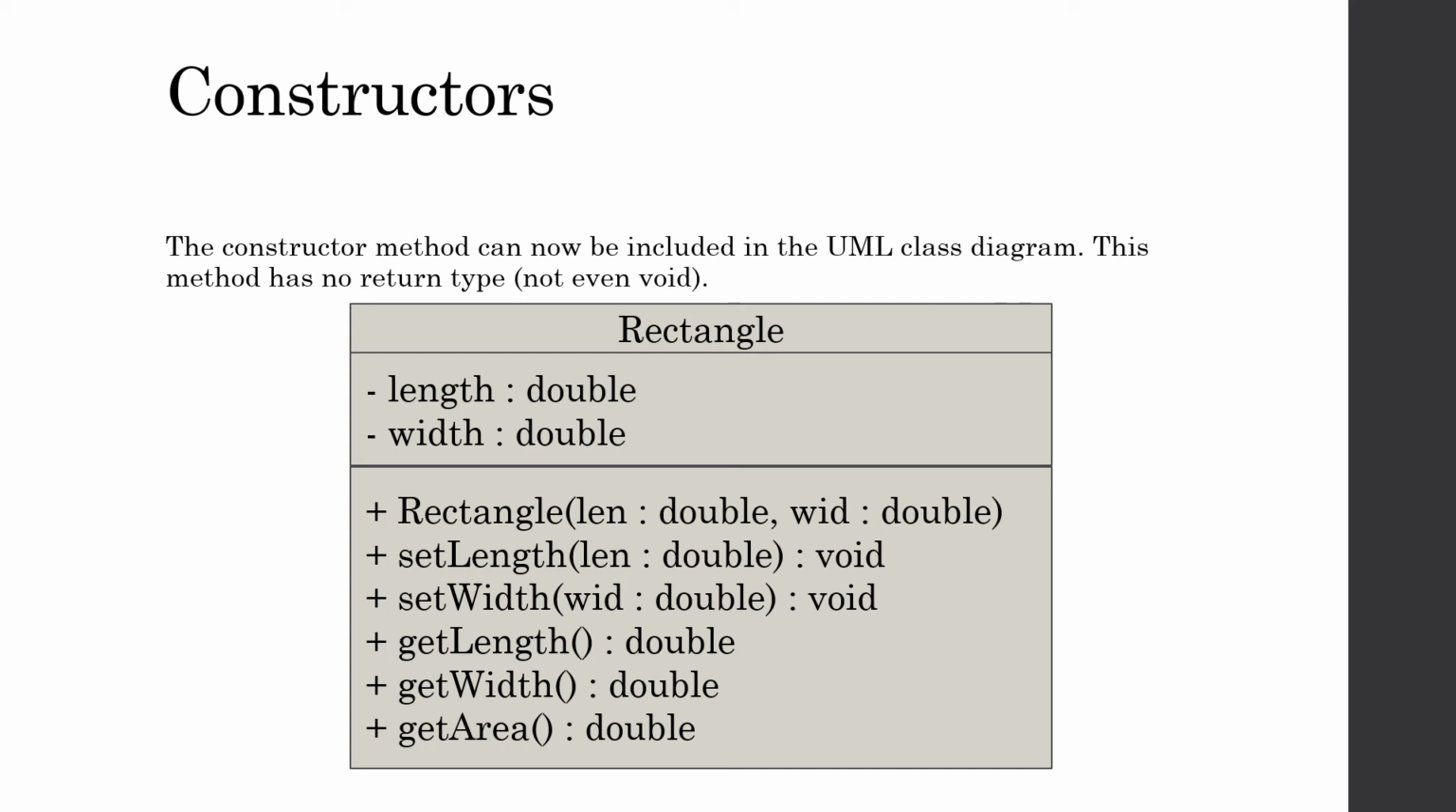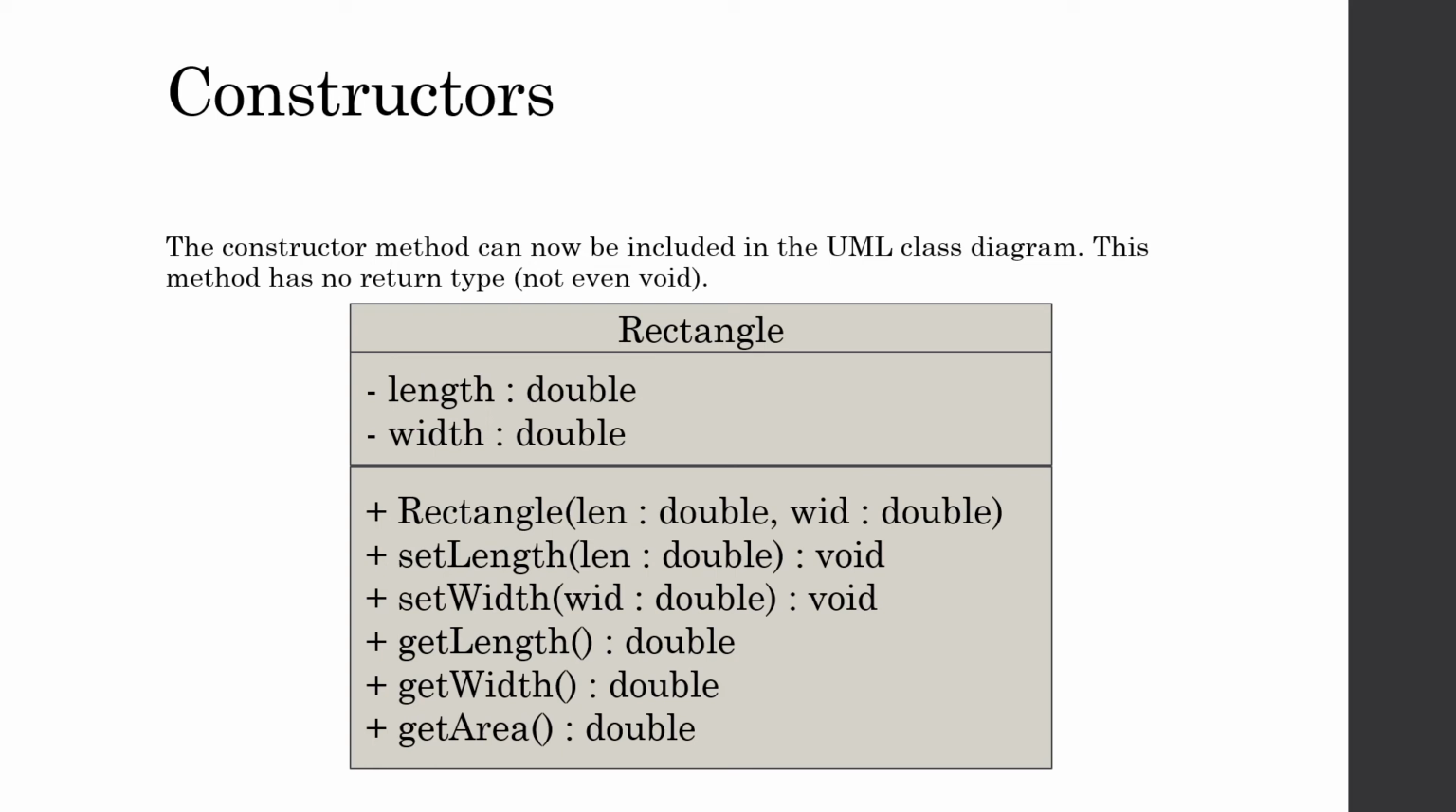So in that third section, or that third component of our class diagram, you're going to see the public, so that plus sign, and then rectangle. So we've got the name of the class. That's also the name of the constructor. Then we have that pair of parentheses, and inside of that pair of parentheses, we have two parameters for it. So we've got len and wid.